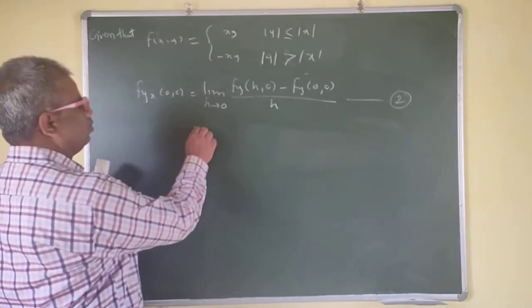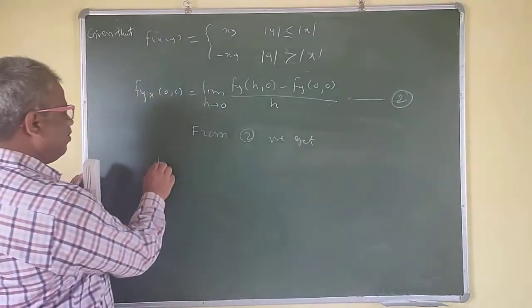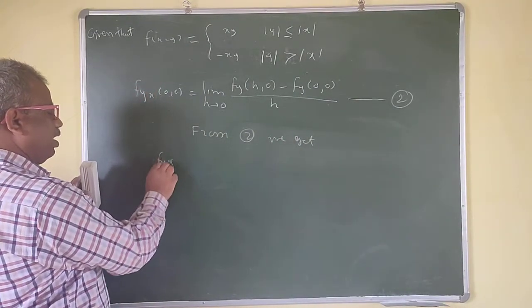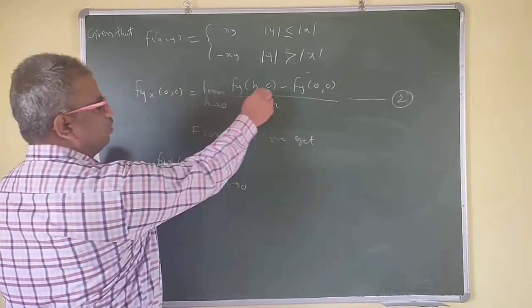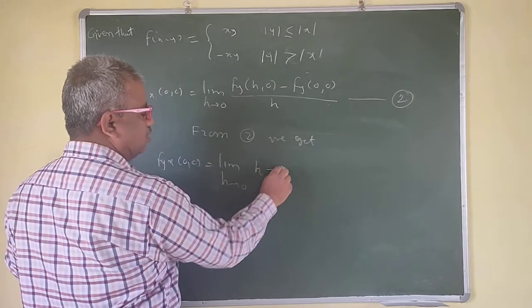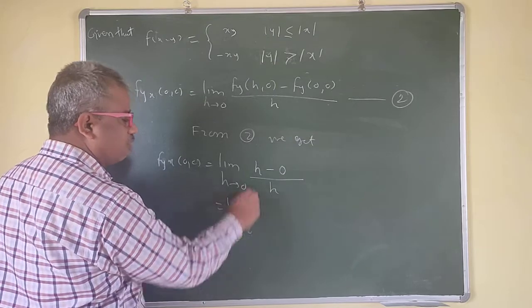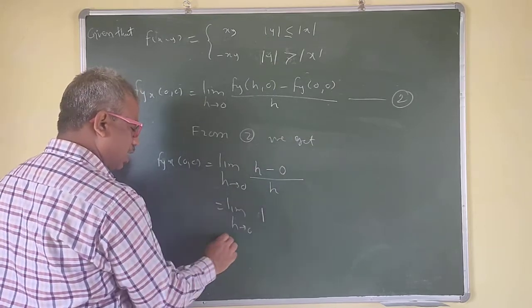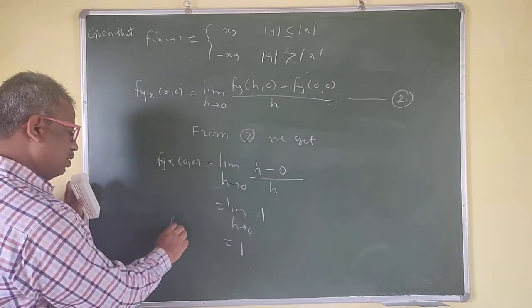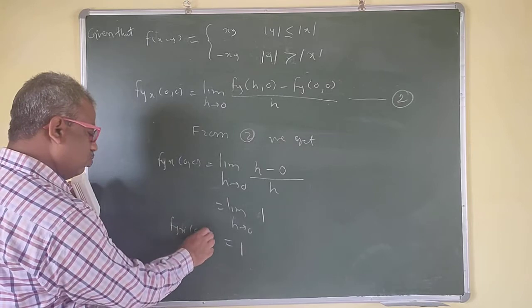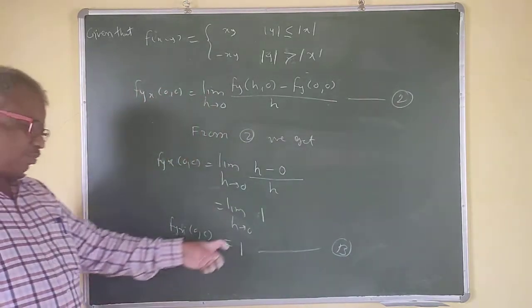Okay, so from 2 we get fyx(0,0) is equal to limit h tends to 0 of this value h minus 0 upon h. Your h gets cancelled, so this is 1, and the limit is 1. So therefore fyx(0,0) is 1. Call this b. And from a, it will be minus 1.